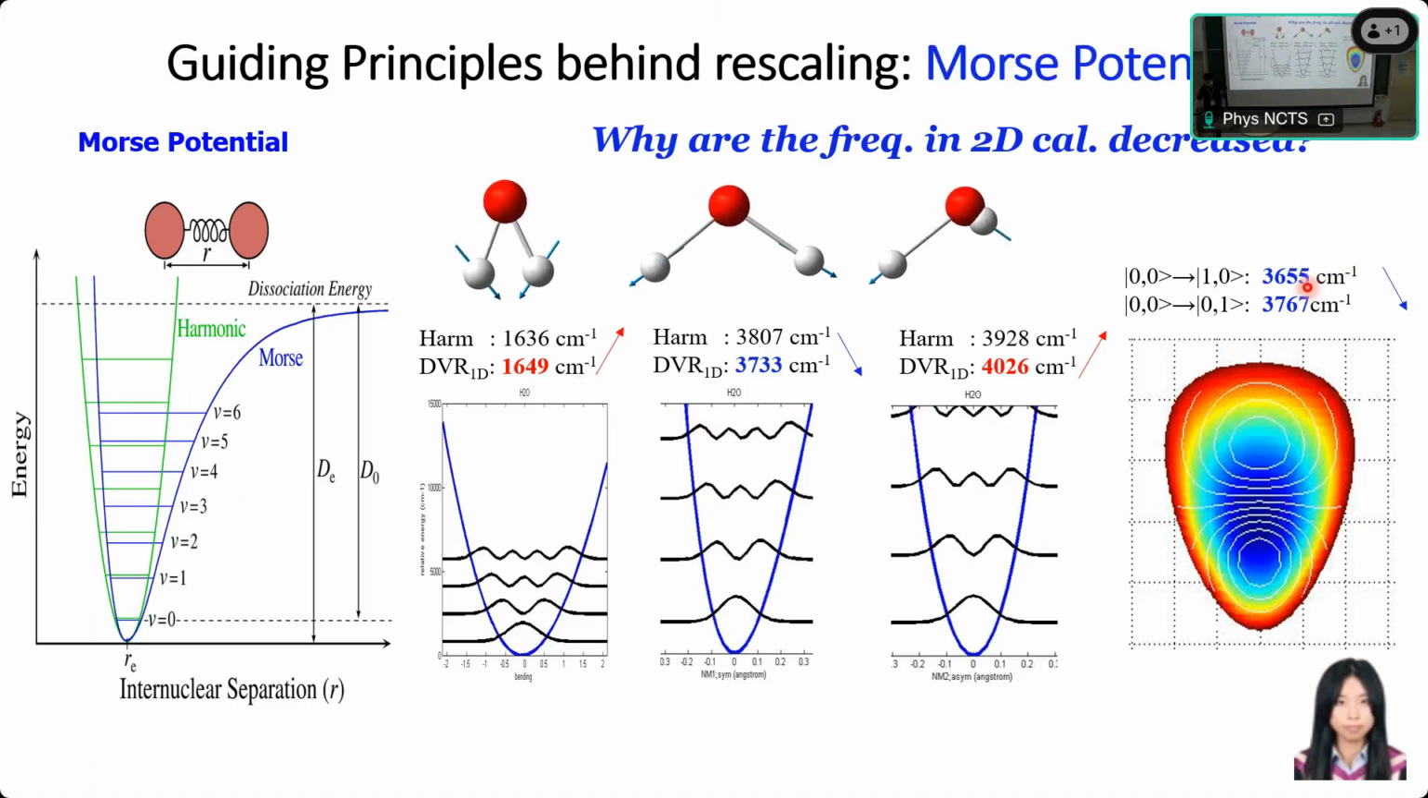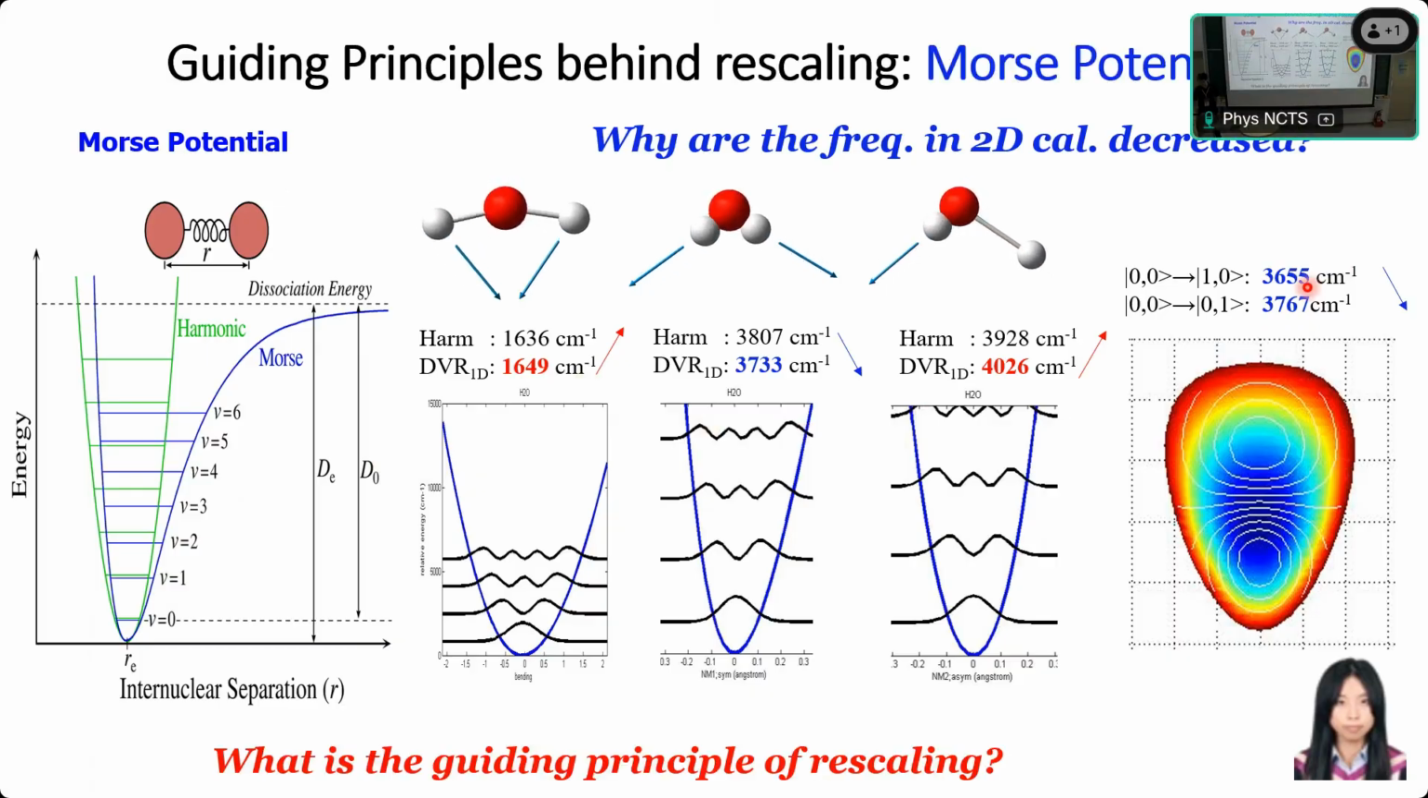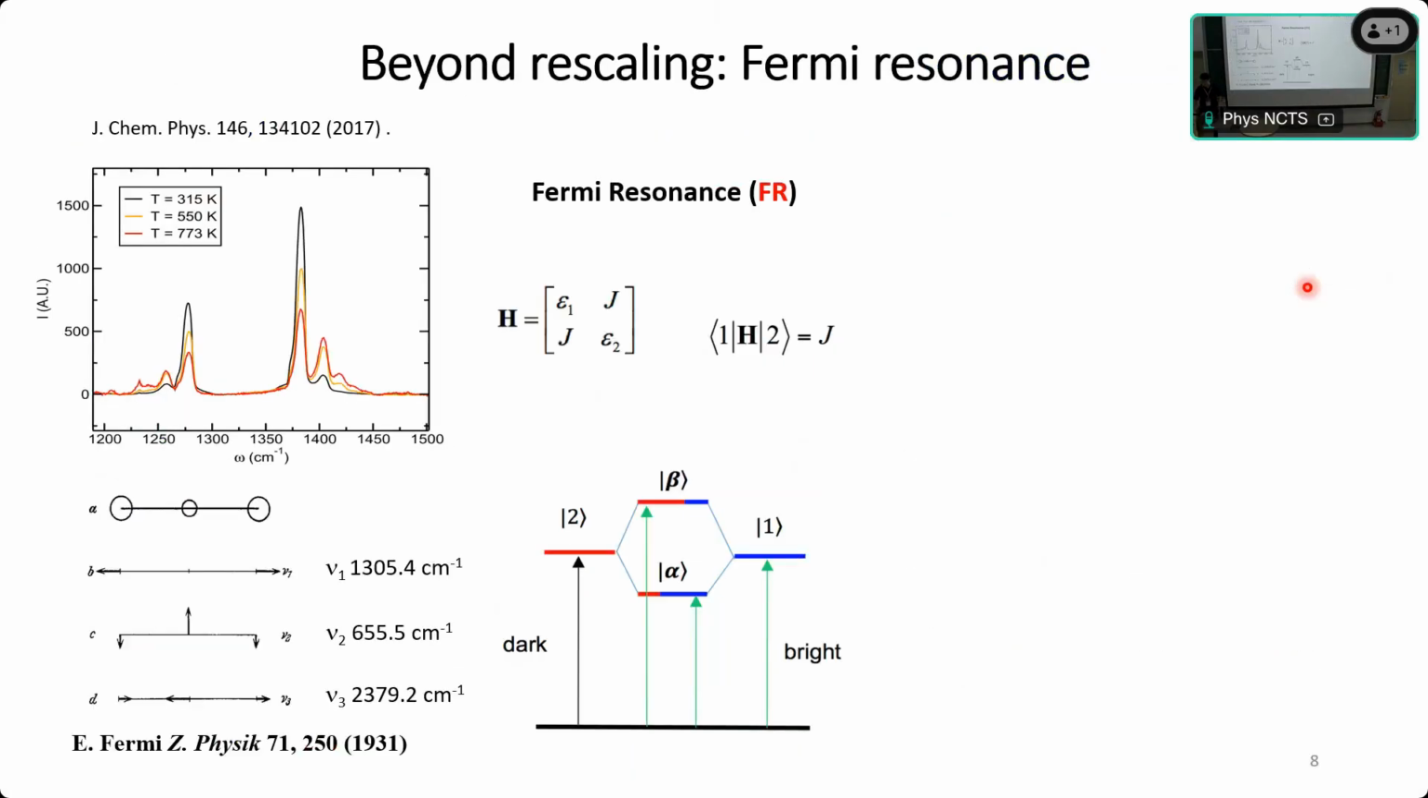Okay. But yeah, so what is the guiding principle that people empirically use to do the rescaling, which is not obvious to me, but okay, I will not try to answer these questions in this talk. And yeah, so rescaling is a matter of quantitative adjustment, right? You multiply by a factor of 0.93 or 0.95. There are other phenomena that you don't get by just rescaling.